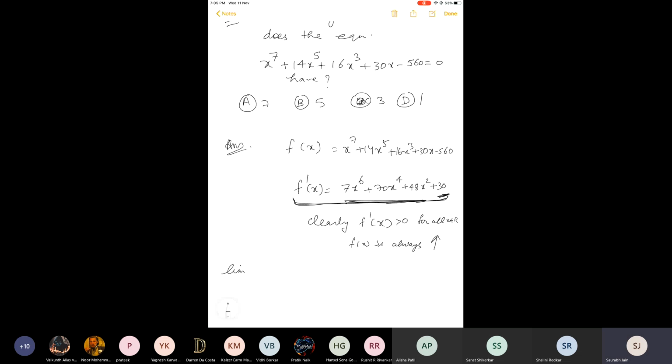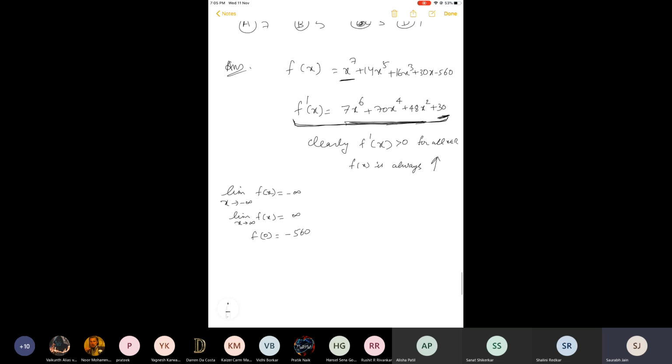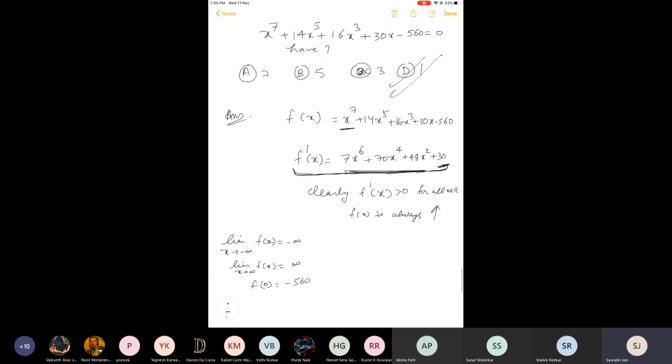What else? Now just have a look at the highest power. This will give you an idea. Limit x tends to minus infinity of f x will be minus infinity because an odd power is there. Limit x tending to infinity of f x, now you will get plus infinity. And for convenience, find one more value, f of 0. That is minus 560. Draw the graph. You will get the answer: 1. Why?